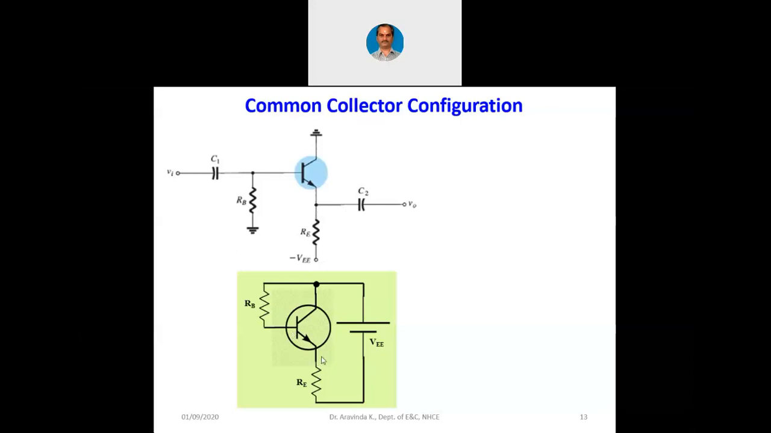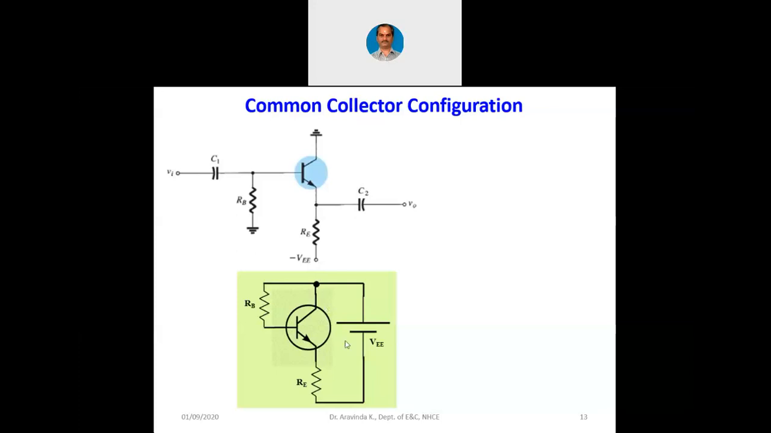Because the output is taken at the emitter now, base is at the input and emitter is at the output. Naturally, the third terminal left out is the collector. So we call this the common collector configuration. The same circuit will later be called an emitter follower. Why is it called an emitter follower? We will see that when we perform the AC analysis.